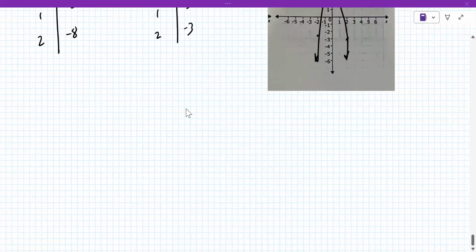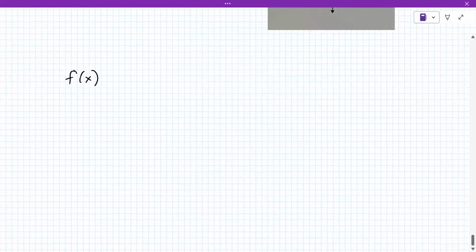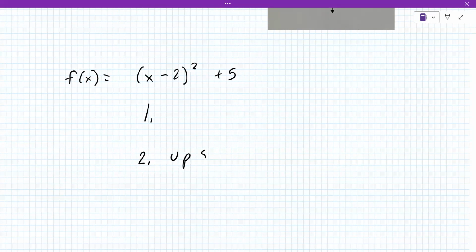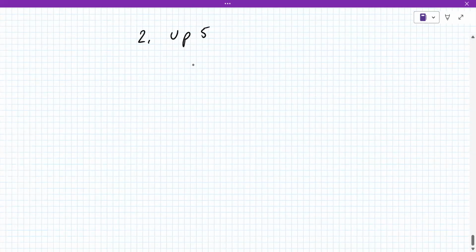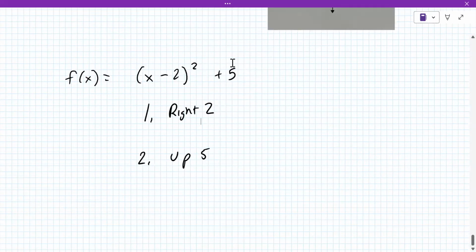Okay, so in just the short amount of time we have left, let's look at another function and just talk about the transformations. So let's say it's x minus 2 squared plus 5. This has 2 transformations. Can you give me either of them? Up 5. Okay, that's the second one. Right 2. And this is always opposite of what you think it should be. Like normally the negative would mean left, but because it's opposite of what you think, it's actually to the right 2. So the first one is right 2, and then up 5.